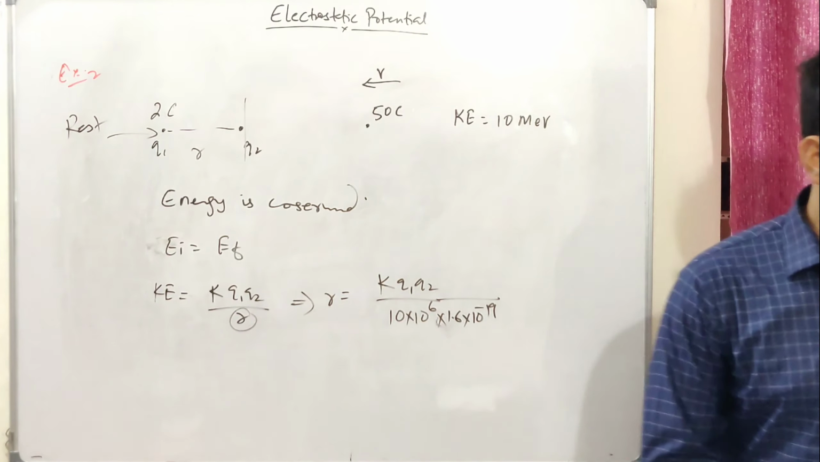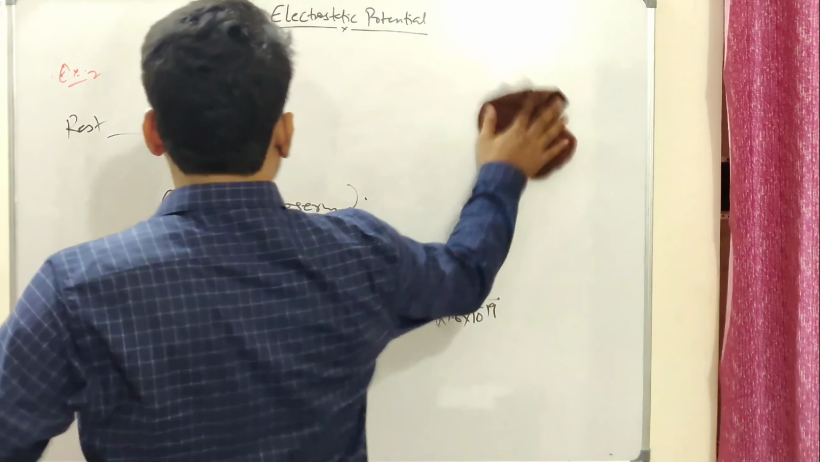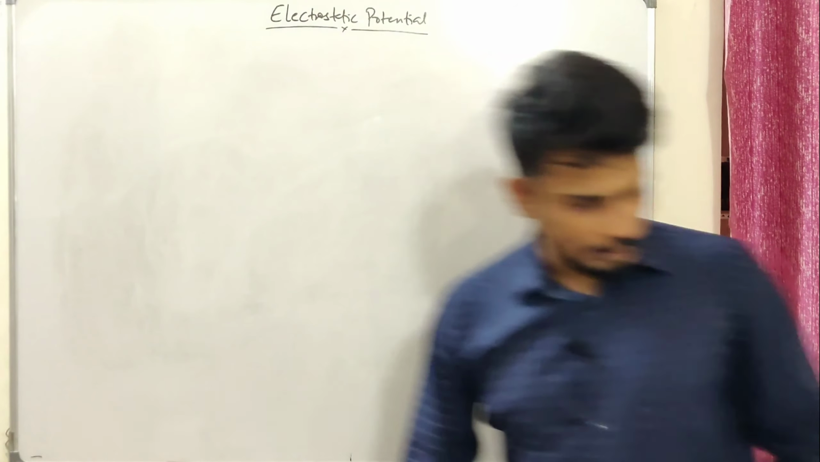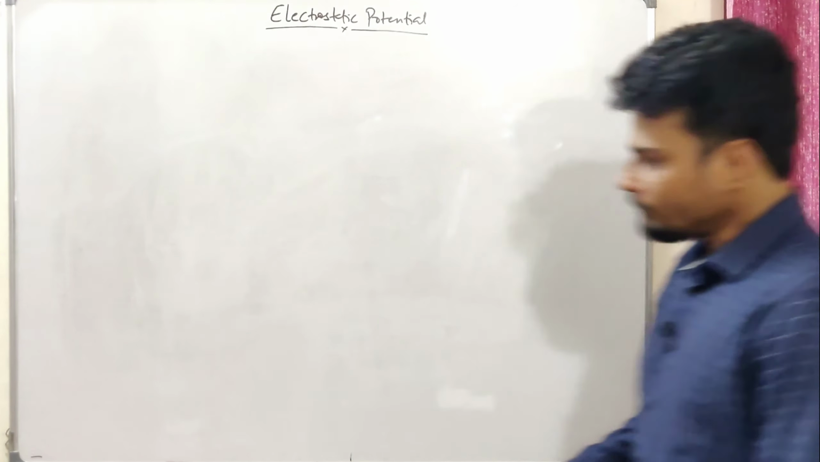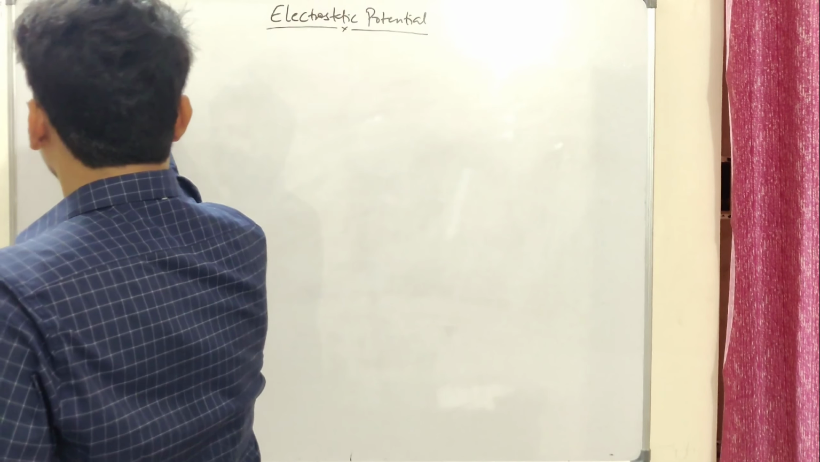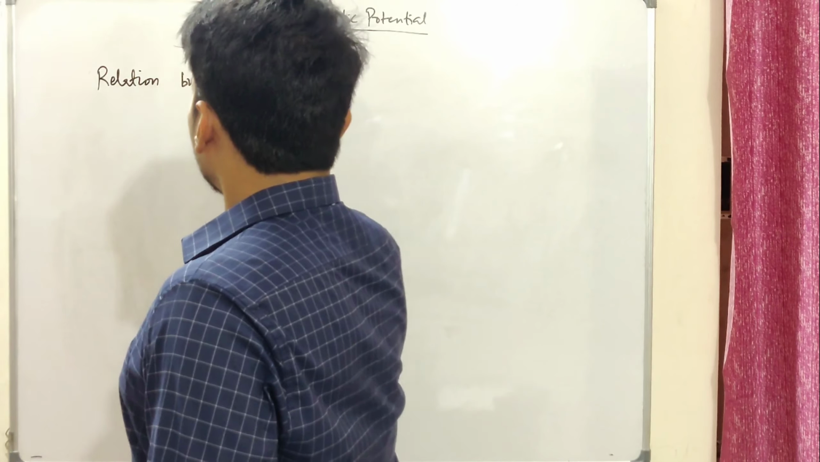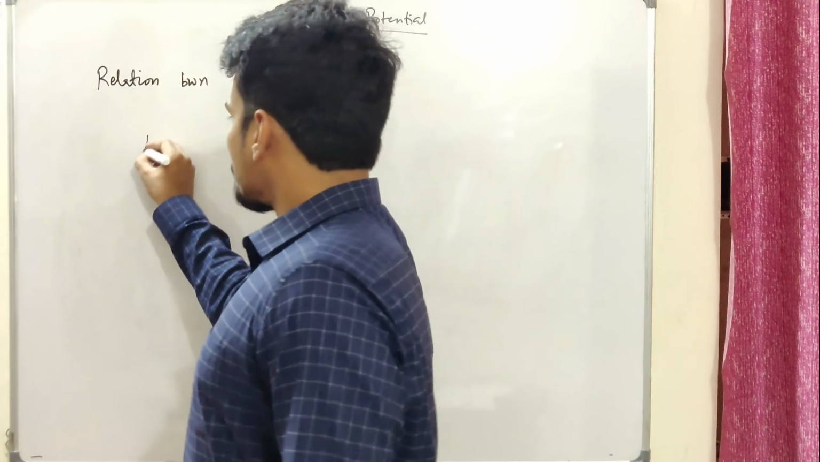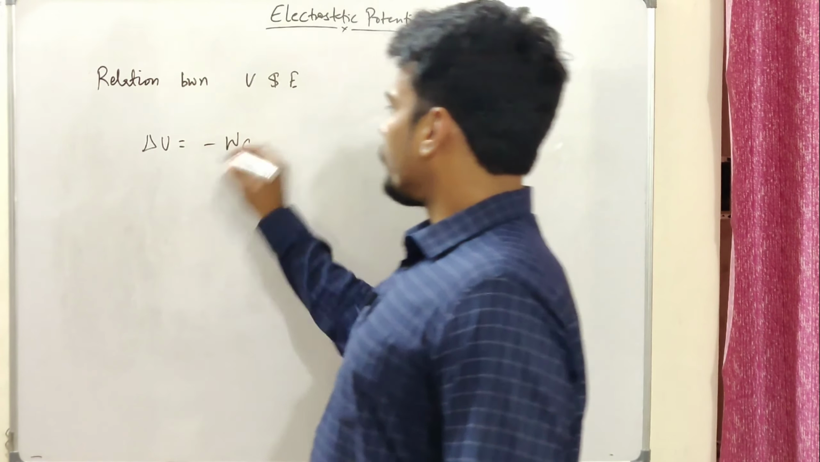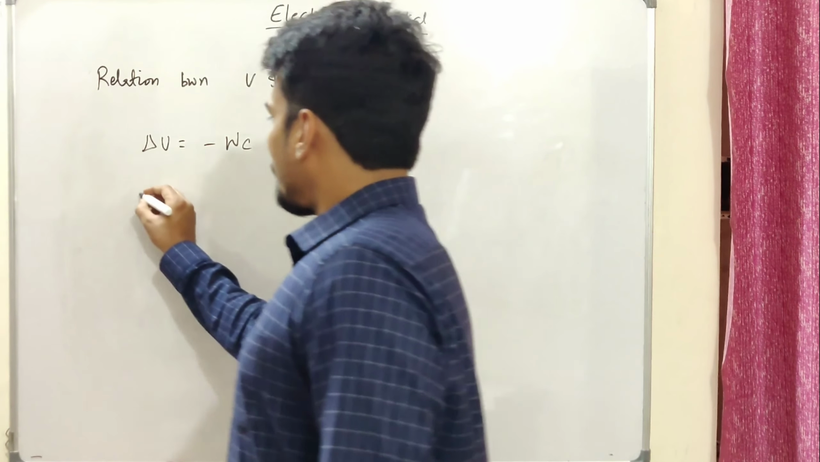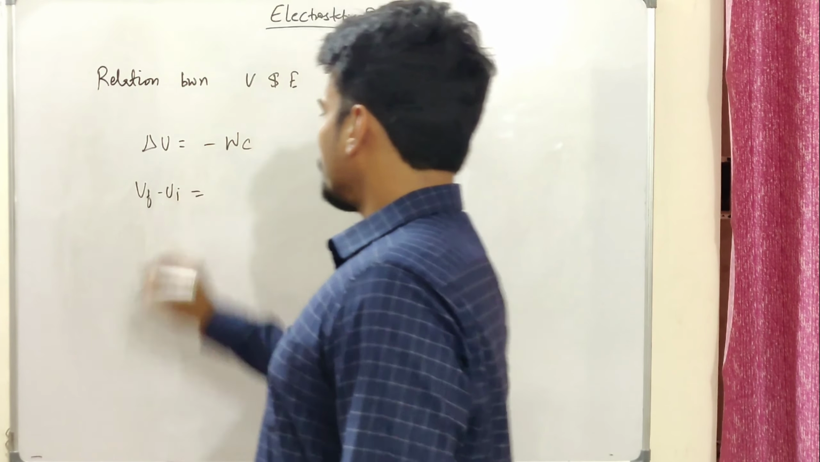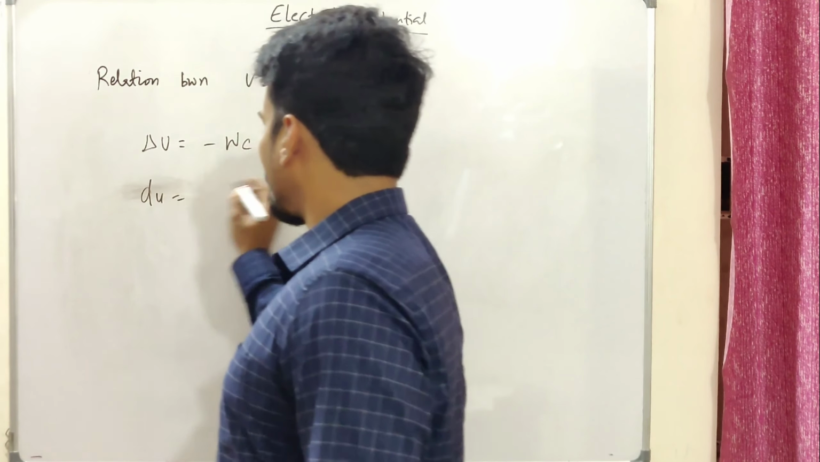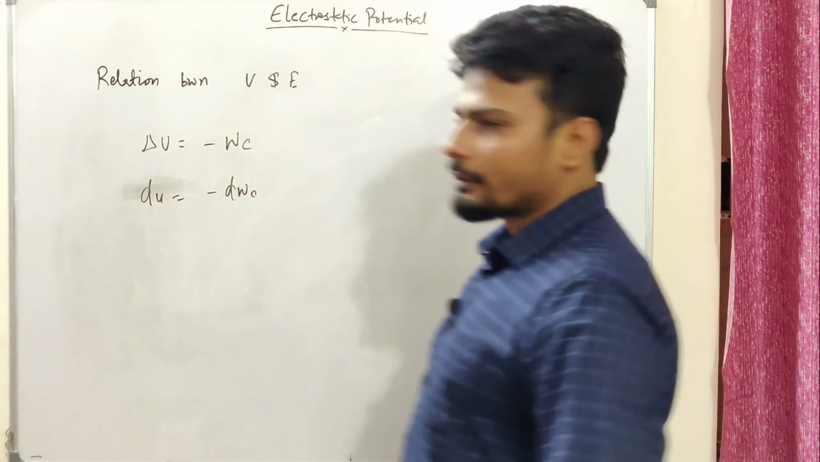Okay. Now let us try and quickly define the relation between V and E, which is really important to understand because we'll be having a lot of questions based on that concept. Okay guys, we know that, next heading, relation between V and E. Now we know that change in potential energy delta U is nothing but negative of the work done by the conservative force. Let's say U final minus U initial. Or if I do it this way, for small dU, it should be negative of small work done by the conservative force.